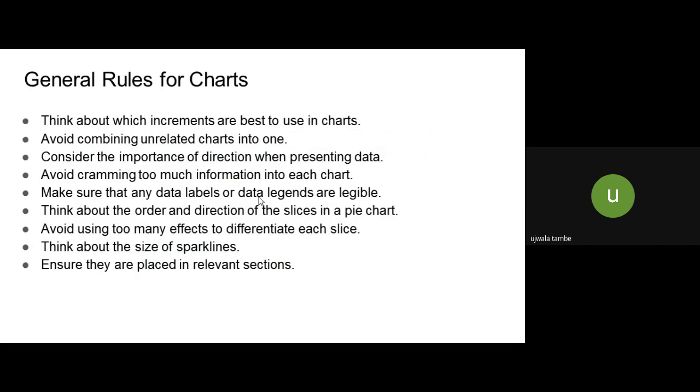After that, there are some rules for designing the charts. So the first rule is to think about which increments are best to use in a chart. Remember that before you choose a basic or composite chart, you must identify the message you are trying to visually communicate. Okay. After that, avoid combining unrelated charts into one. As we know, we are using the pie chart and the heat map for the same purpose. Okay. So do not communicate both charts with one another. Do not combine them.